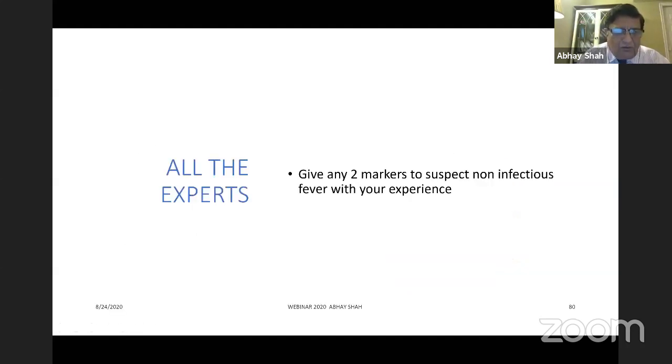Now, to all the experts, when will you suspect a non-infectious fever? Only give 2 markers. 2 markers of non-infectious fever.